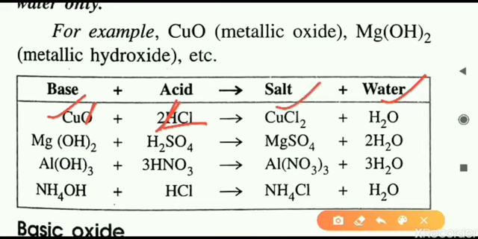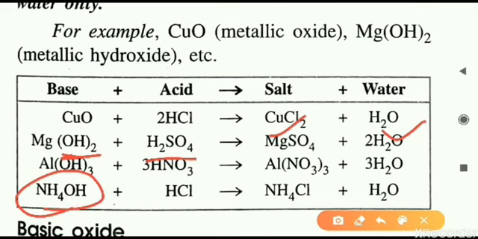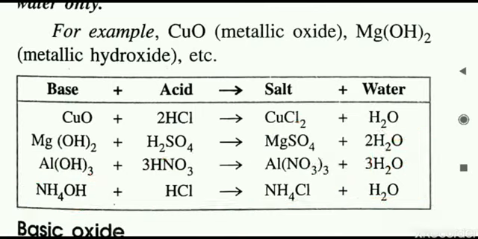Next you can see there, that is magnesium hydroxide. This is a hydroxide, so here it will react with acid. What we will get is salt plus water. Apart from the metal oxide and the metal hydroxide, one more thing you have to take into concern regarding bases, that it can be ammonium hydroxide also. Ammonium hydroxide also reacts with an acid to form salt and water only.